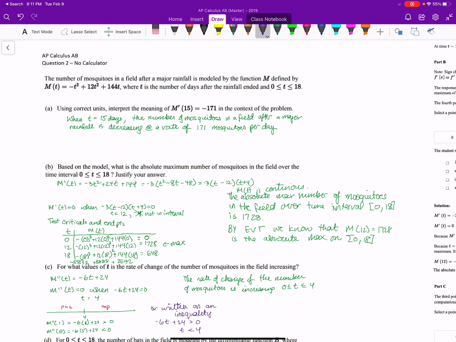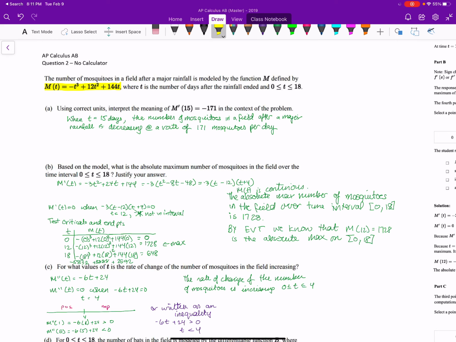Unit 5, Progress Check, FRQ B, question 2. So now we are looking at mosquitoes in a field after a major rainfall. In this case, we are given a function of the number of mosquitoes. Use the correct units to interpret the meaning of this. And I can tell you this, what they're looking for.